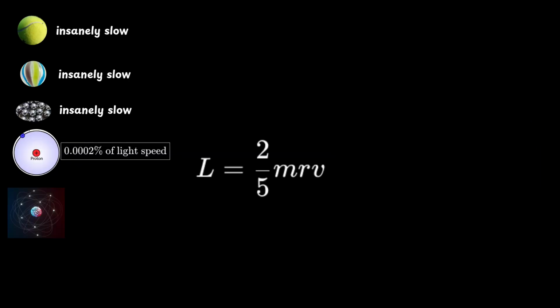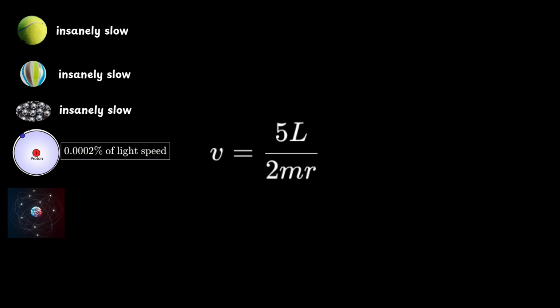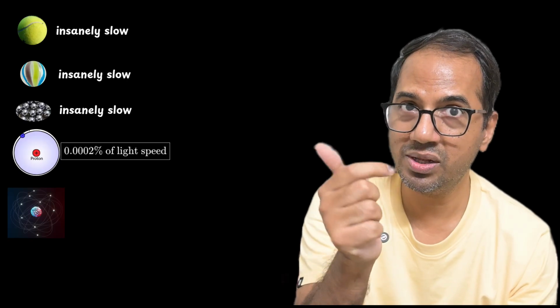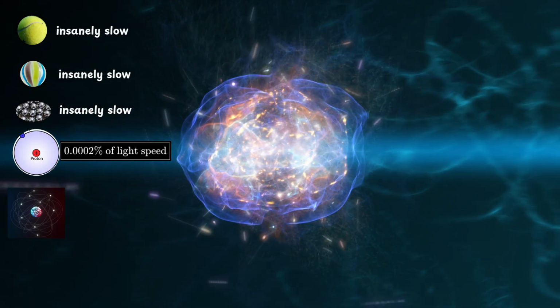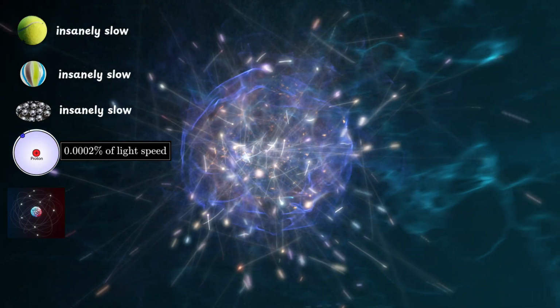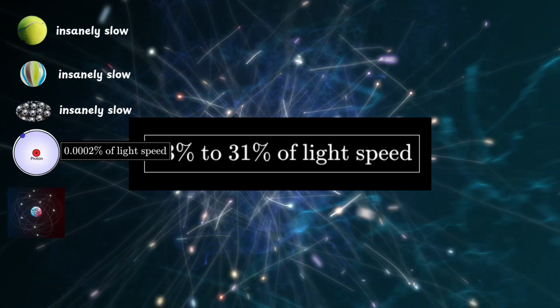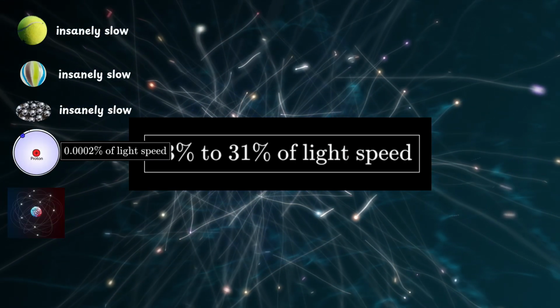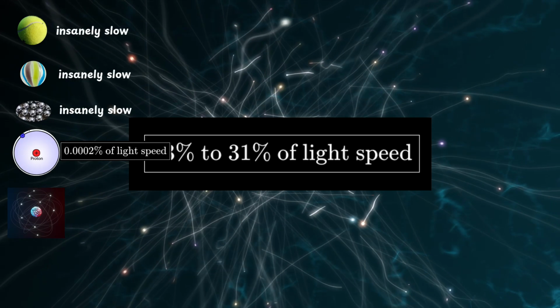But hang on, there's a better way to calculate the spin of a subatomic particle given by this equation: L equals 2 by 5 multiplied by mass multiplied by its radius multiplied by its velocity. So velocity becomes 5 multiplied by L divided by 2mr. Then that makes the speed at which a proton will spin 2.5 times larger, which is 31% the speed of light. That's crazy.